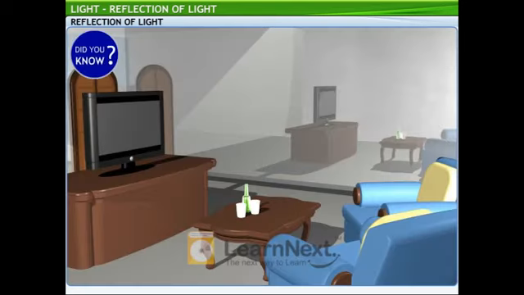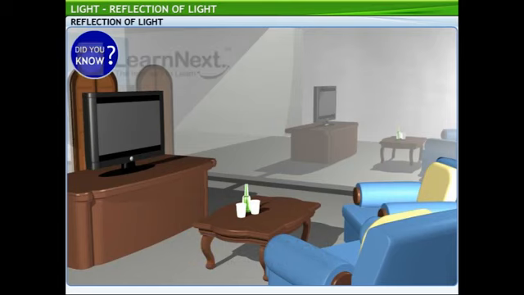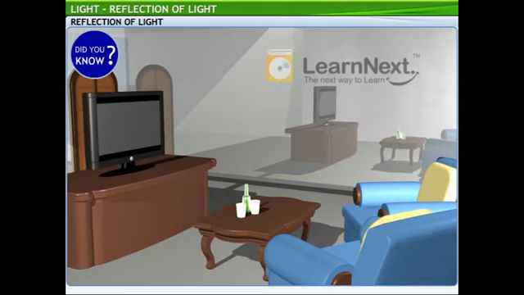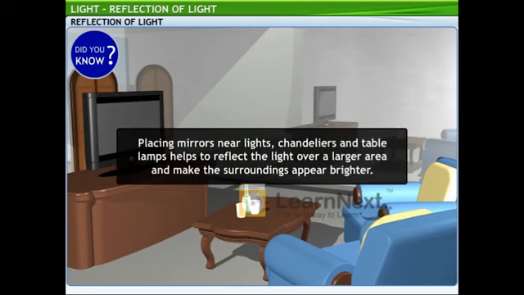Did you know? The fact that images in a mirror are located at the same distance behind the mirror as the object in front of it is widely used in architecture and interior decoration to make rooms appear bigger and brighter. When a mirror is placed along a wall, the room gets reflected in it. As the image is located behind the mirror at a certain distance, the room appears to be nearly twice its real size. Moreover, placing mirrors near lights, chandeliers, and table lamps helps to reflect the light over a larger area and make the surroundings appear brighter.